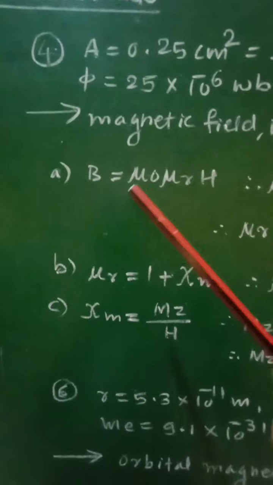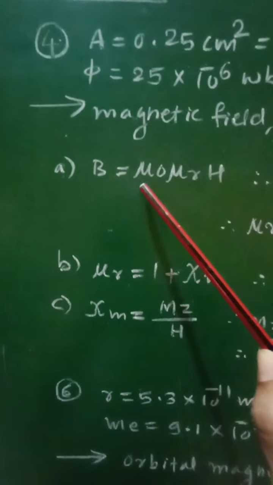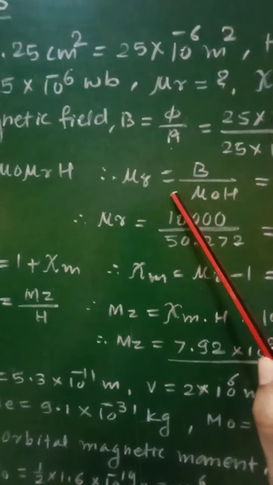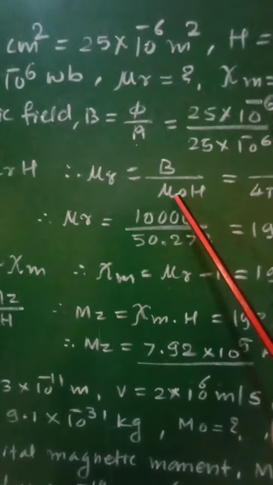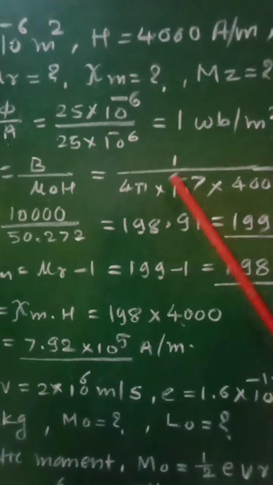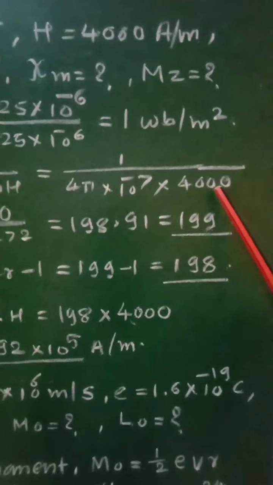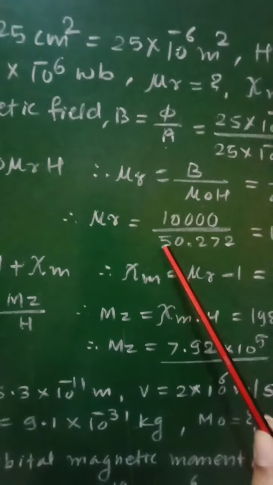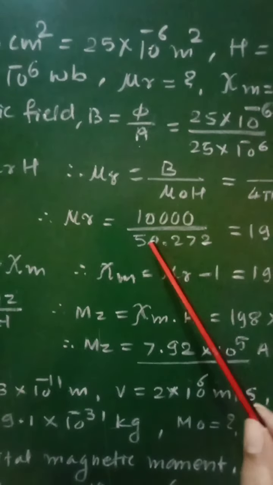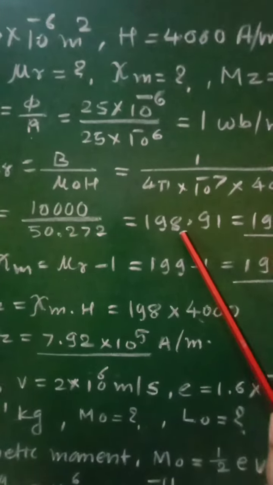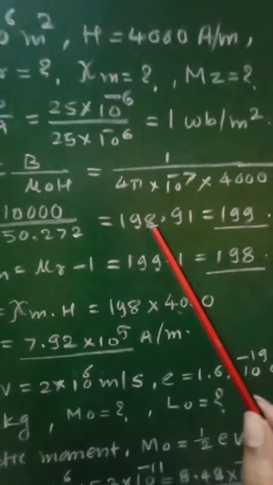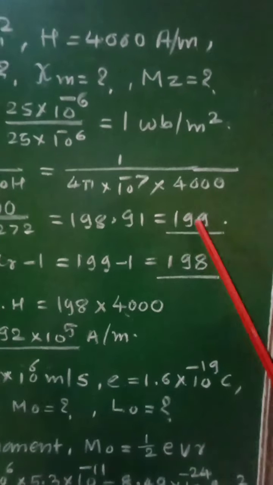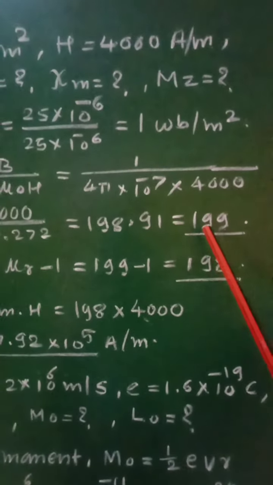Now let us find first the relative permeability mu r. So B is equal to mu 0 mu r H, and therefore mu r will be equal to B upon mu 0 H. Putting the values, we will get 1 upon 4 pi into 10 raised to minus 7 into 4000, and therefore mu r will be equal to 10,000 divided by 50.272, which comes out to be 198.91, which is approximately equal to 199. That will be the required relative permeability.